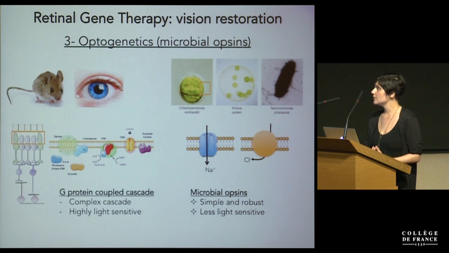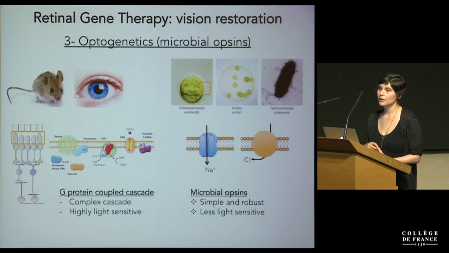So our vision depends on the complex G protein coupled cascade mediated by rhodopsins and conopsins. It's a very complex cascade that is highly light sensitive and that is found in these outer segments that are highly packed with this machinery. But once these outer segments are gone, it's very difficult to make these cells light sensitive again.